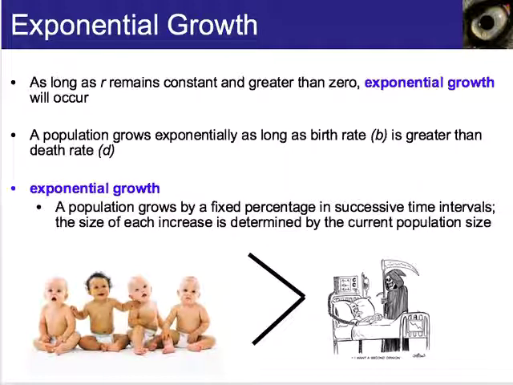As long as the R remains constant and greater than 0, so that means as long as your birth rate is greater than 0, you're going to have exponential growth. So population grows exponentially as long as the birth rate is greater than the death rate. So exponential growth is a population that grows by a fixed percentage in a successive time interval, and the size of each increase is determined by the current population size.